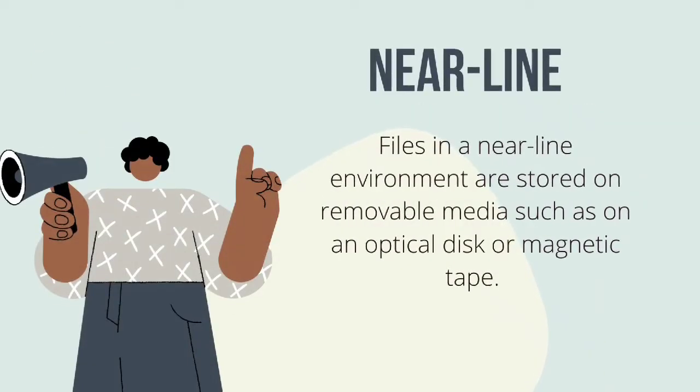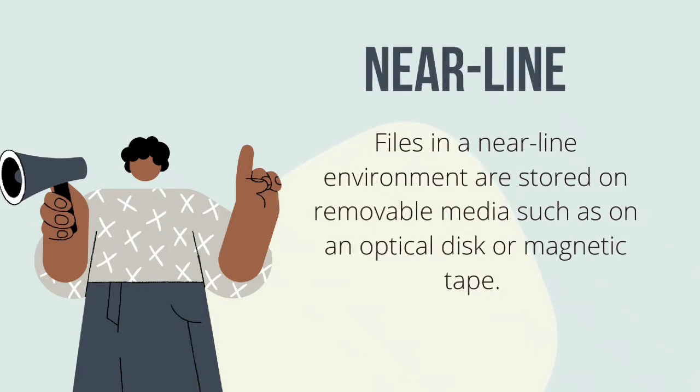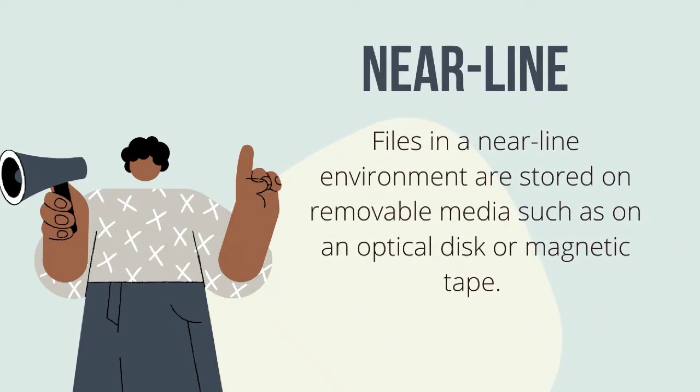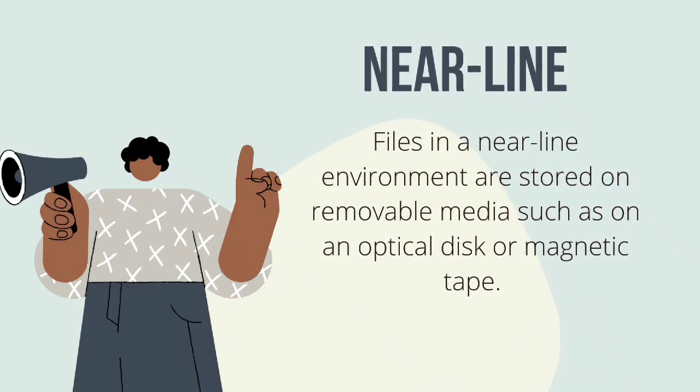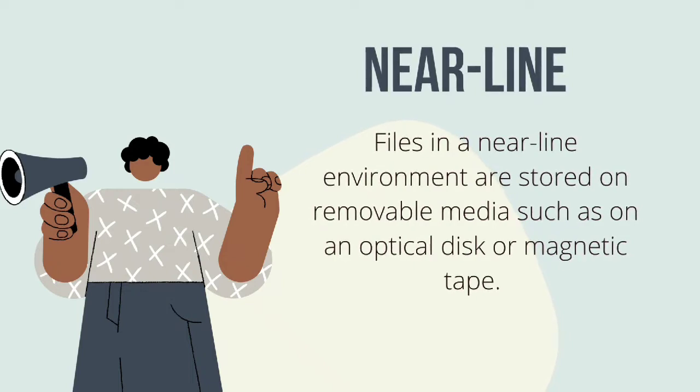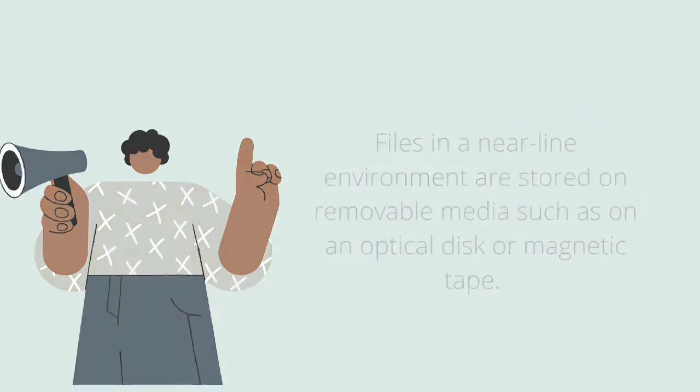Next is nearline. Files in a nearline environment are stored on removable media such as an optical disc or magnetic tape. Nearline storage is any medium that is used to copy and store data from the hard drive to a source that is easily retrieved. Nearline storage is slower than online storage, which uses media that are permanently mounted on the system. It is a contraction of near online storage. Examples of nearline storage include tape and disk libraries.